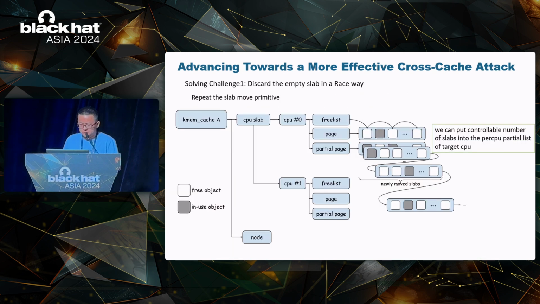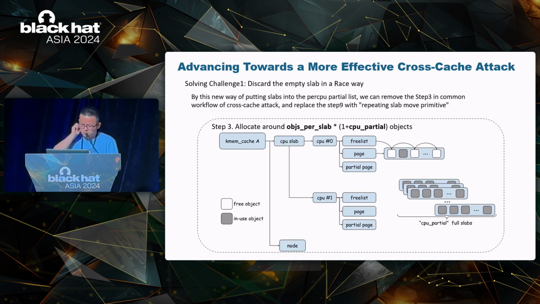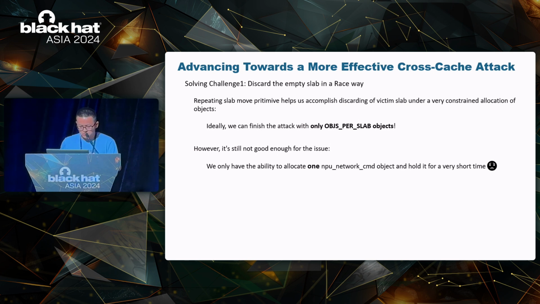By repeating this slab move primitive, we can put a controllable number of slabs into the partial list of the target CPU. By this new way of putting slabs into the partial list, we can remove step 3 in the common workflow of the cross-cache attack and replace step 9 with repeating the slab move primitive. Now we only need objects-per-slab objects to finish discarding the victim slab by repeating the slab move primitive.